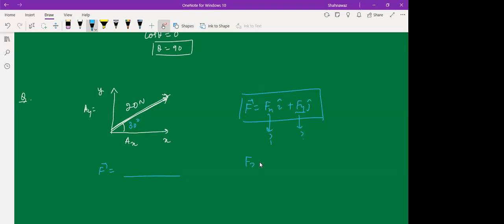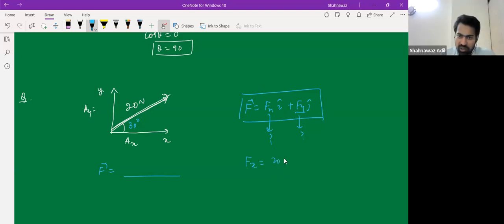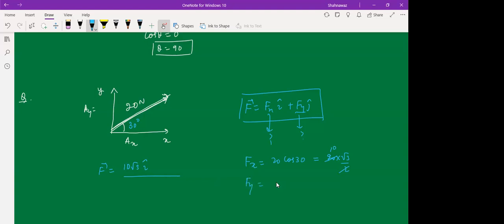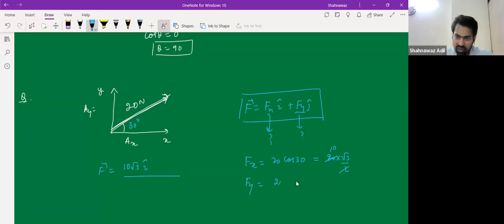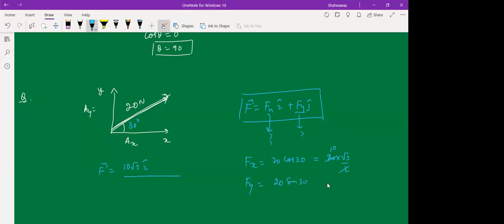Fx is 20 cos 30, so this is 20 root 3 by 2, which is 10 root 3, so 10 root 3 i. And what is Fy? 20 sin 30, which is 20 times 1 by 2, so this is 10.